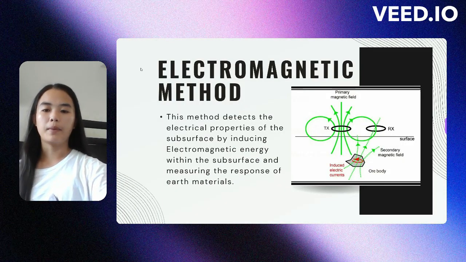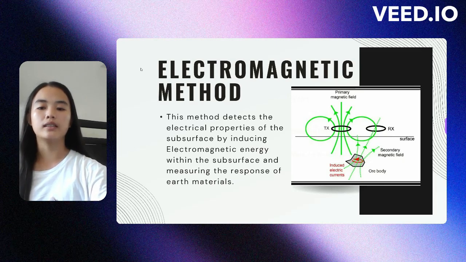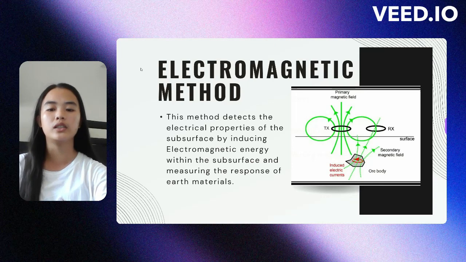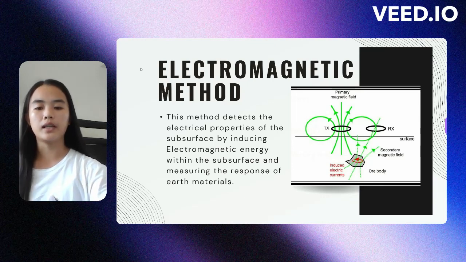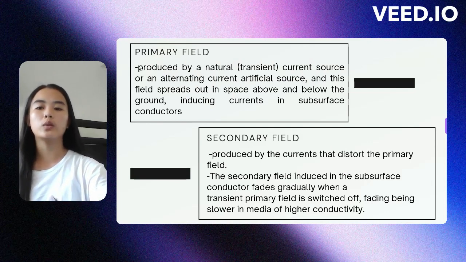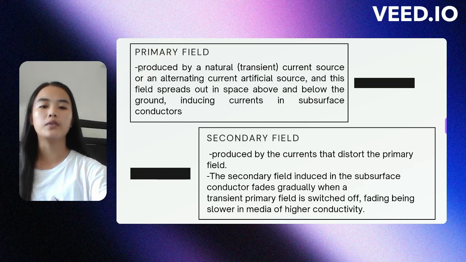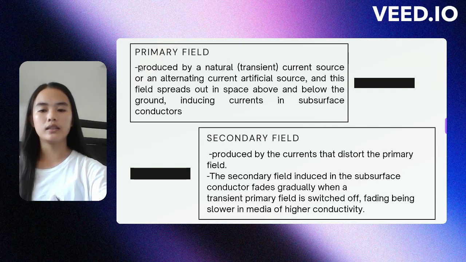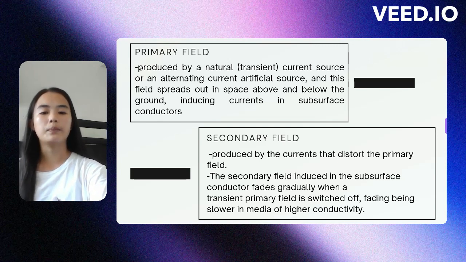For the electromagnetic method, this method detects the electrical properties of the subsurface by inducing electromagnetic energy within the subsurface and measuring the response of Earth materials. The primary field is produced by a natural current source or an alternating current artificial source, and this field spreads out in space above and below the ground, inducing currents in subsurface conductors, while secondary fields are produced by the currents that distort the primary field.